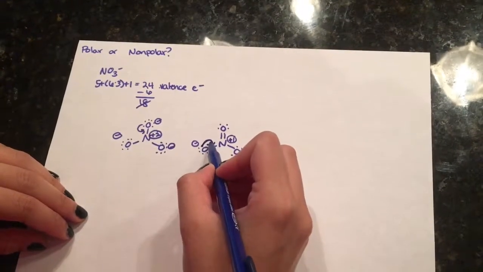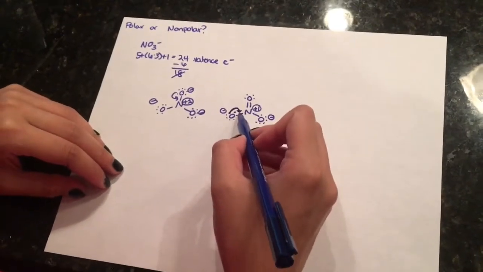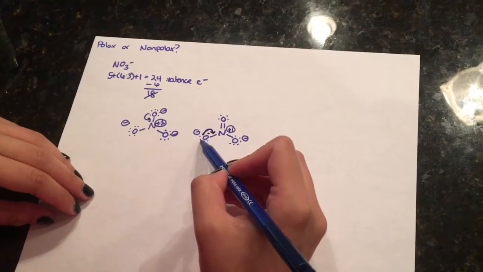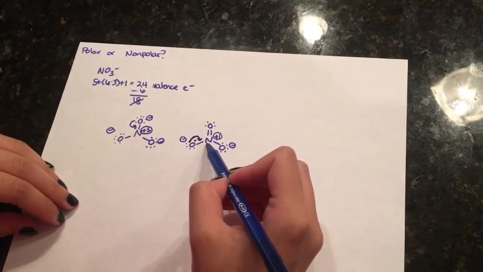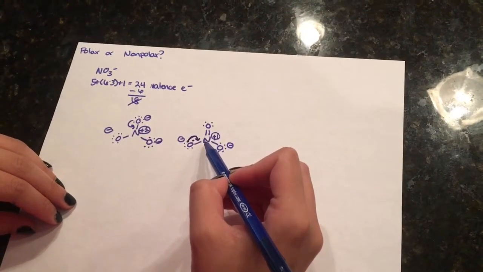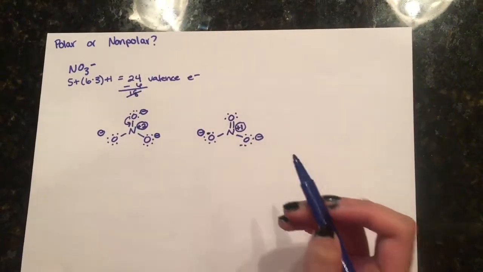Now, I know it might be tempting to move this lone pair here to make a double bond to the nitrogen, because that would get rid of this formal charge and this formal charge, but then that would leave us with an expanded octet on the nitrogen, and because nitrogen is in period 2, it can't have an expanded octet. So this seems like the best structure that we're going to get.